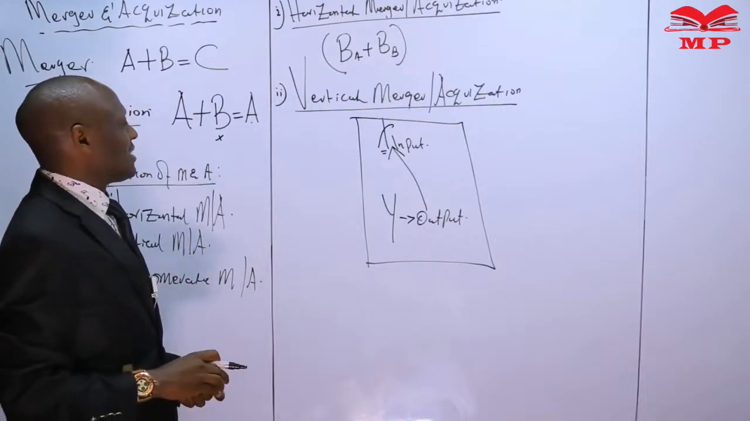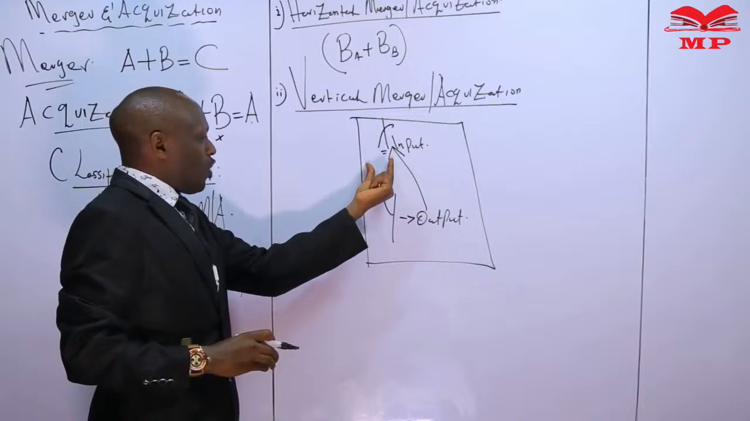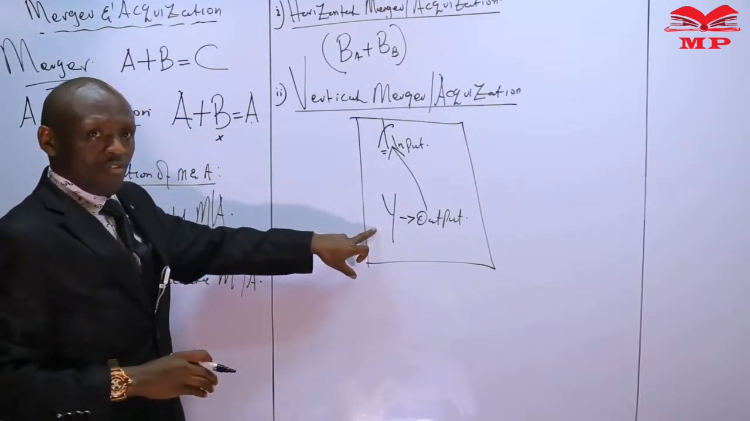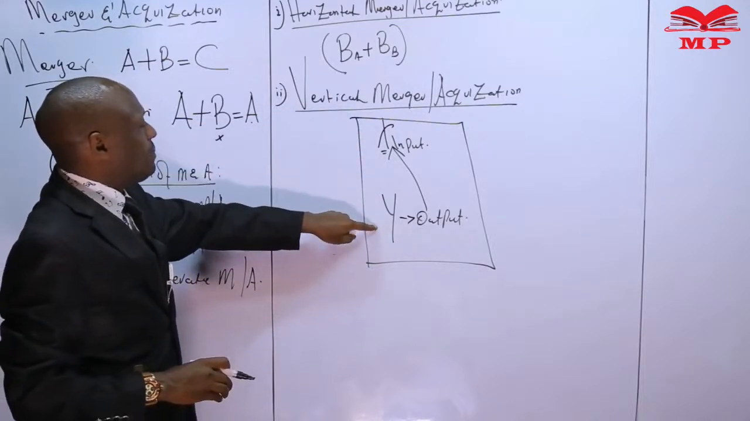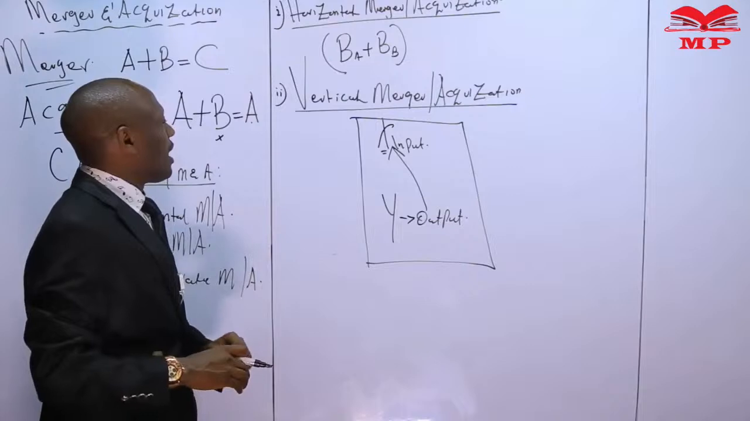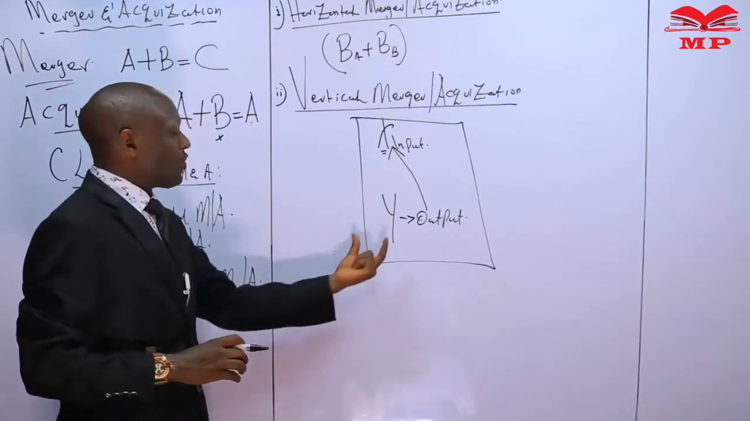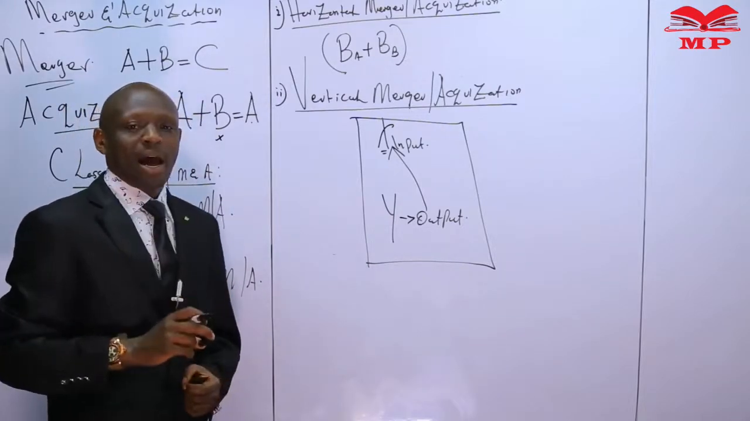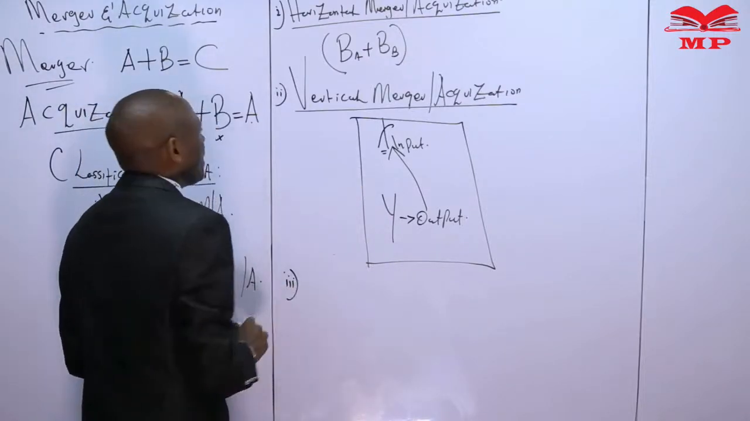The vertical merger ensures that the output of one firm will be an input of the other firm, and as a result, there is a ready market for the output of the one firm. The other thing is that the firm whose input is the output of the other firm is guaranteed of the supply of the input. So the major objective of a vertical merger is the creation or provision of a market for one firm's output, and on the other end a guaranteed supply of input for the other firm.